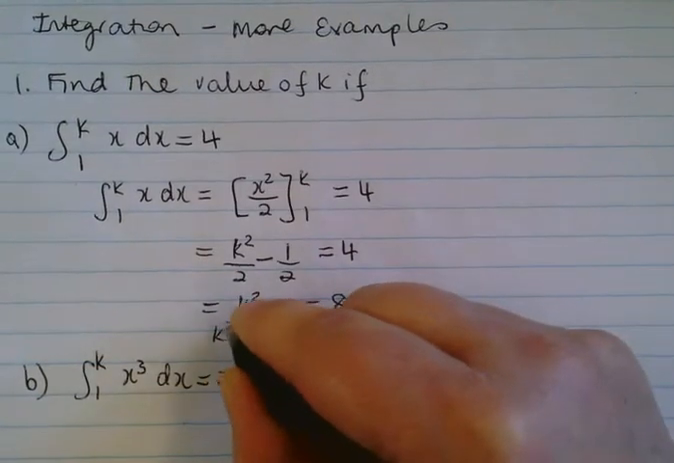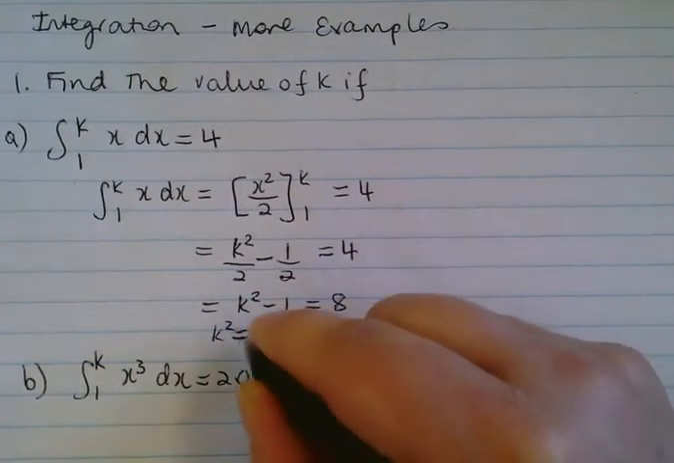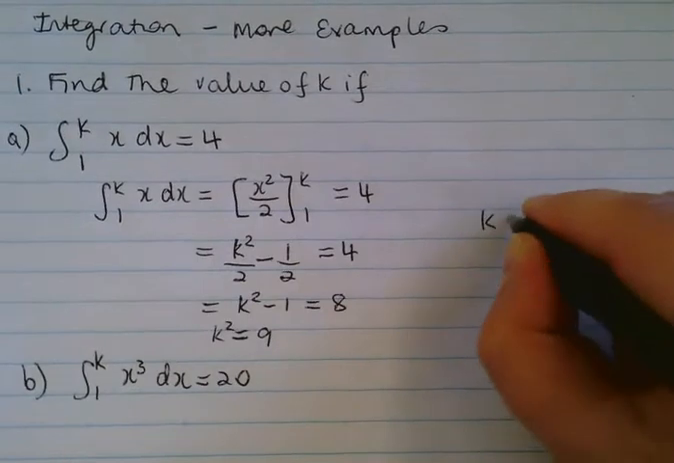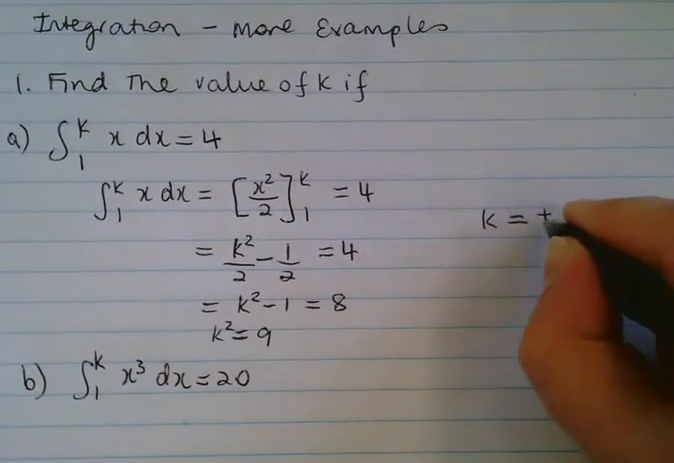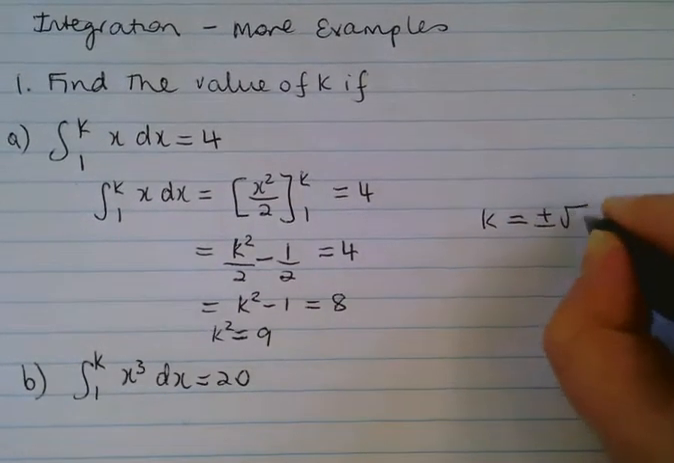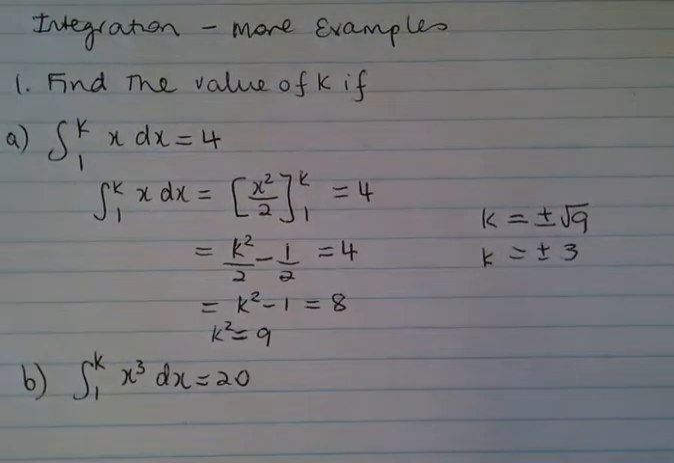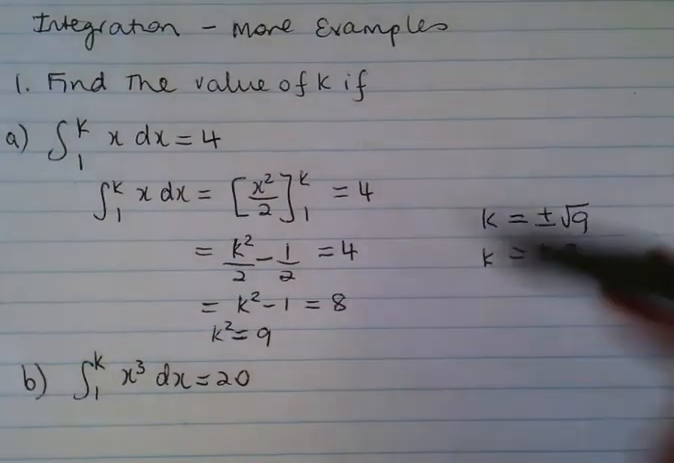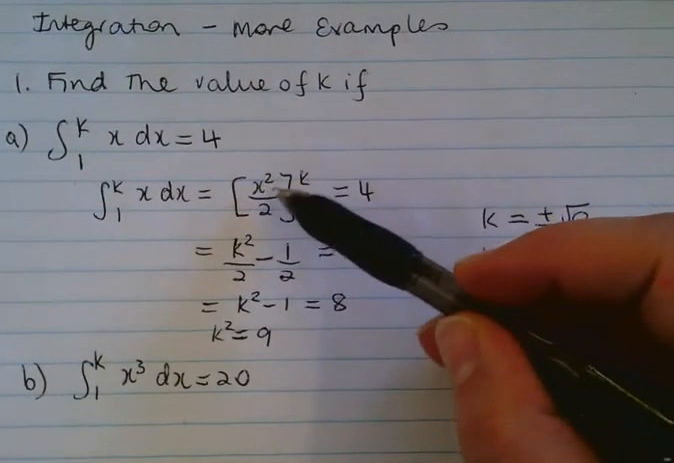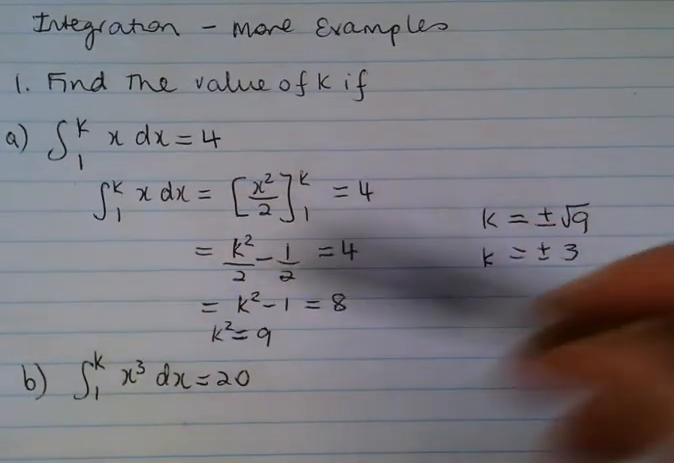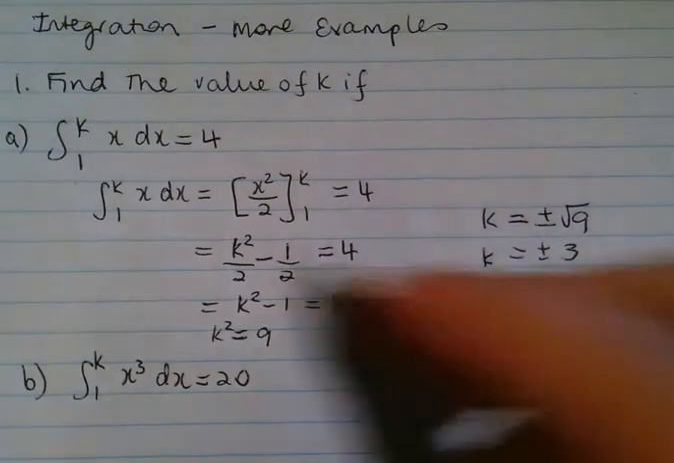K squared is 9. So therefore k is plus or minus the square root of 9, which is plus or minus 3. And the reason it's going to work with the negative 3 is because you're doing negative 3 squared. Okay, so that's how you do a question like that.